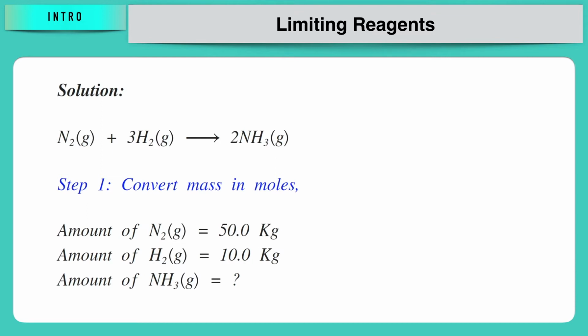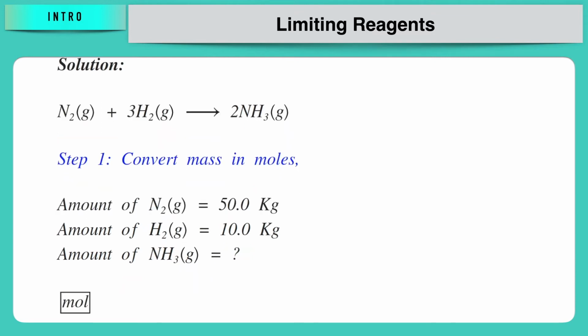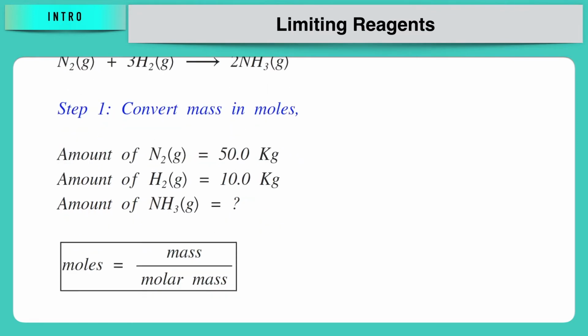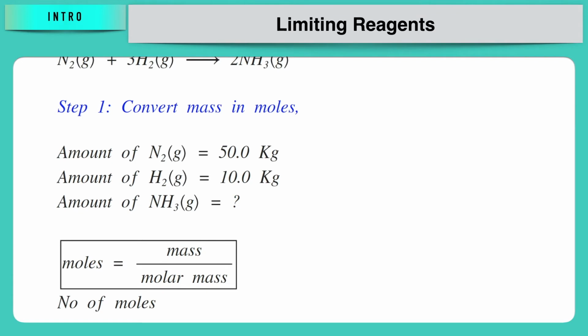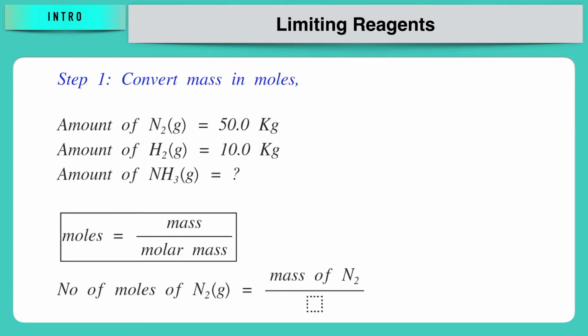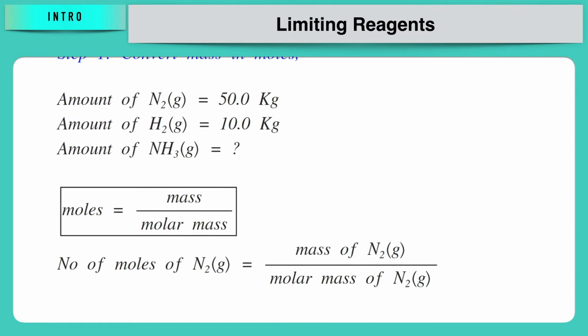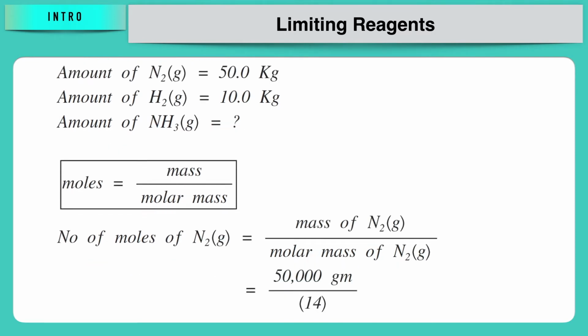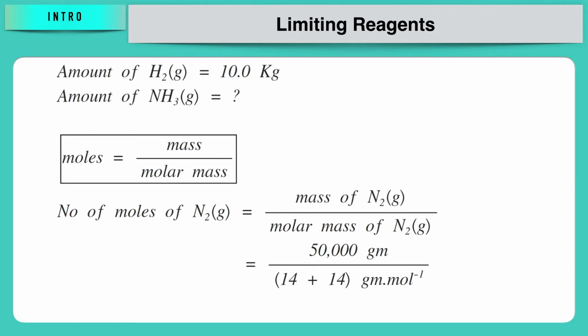So how are you going to convert into moles? Moles is mass upon molar mass. You have to do it for each and every reactant in the reaction. There are two reactants here, one is N2 and the other is H2. So the number of moles of N2 is equal to the mass of N2 divided by the molar mass of N2. That becomes 50,000 gram divided by 28 gram per mole. How do you find the molar mass of N2? Each nitrogen has 14, so 14 plus 14 makes 28. So the molar mass of N2 is 28 gram per mole.